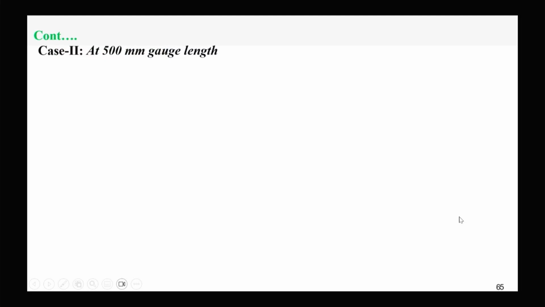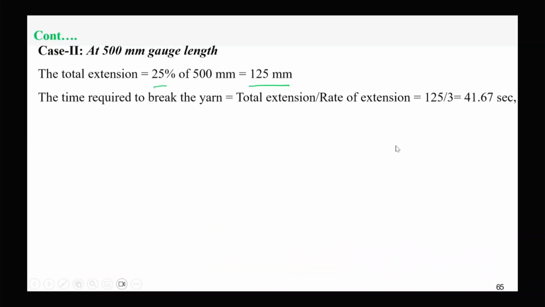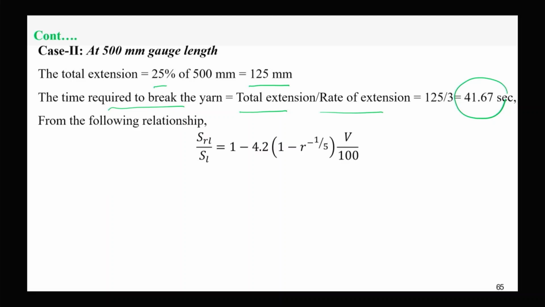Now coming to the second stage, at 500 millimeter gauge length, the total extension will be 125 millimeter, since we assumed 25% breaking elongation as in the earlier case. The time required to break the yarn is total extension divided by rate of extension, so that is 41.67 seconds. That is the time to break.